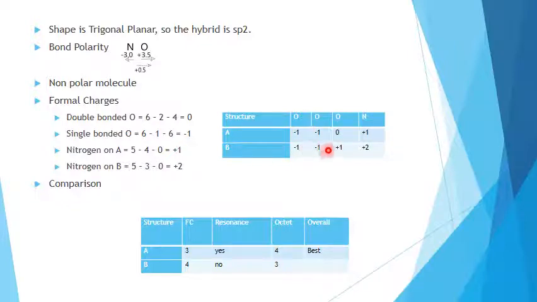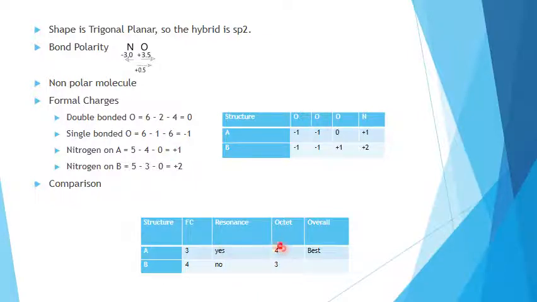And the B structure, there are 3 single bond oxygens, and the nitrogen has +2. So when we put it all together, the 2 different structures, structure A has 3 formal charges, and structure B has 4. So I would like to have the one with fewer, the 3, and also A is better than B because B has a positive formal charge on oxygen, and that's typically not a good thing. So in terms of formal charge, A seems to be the best.